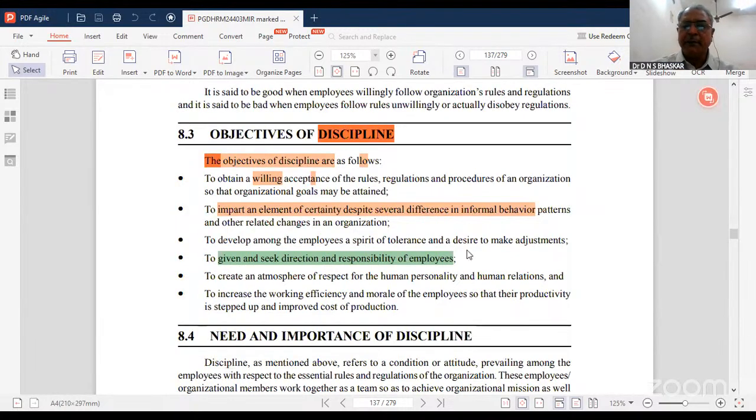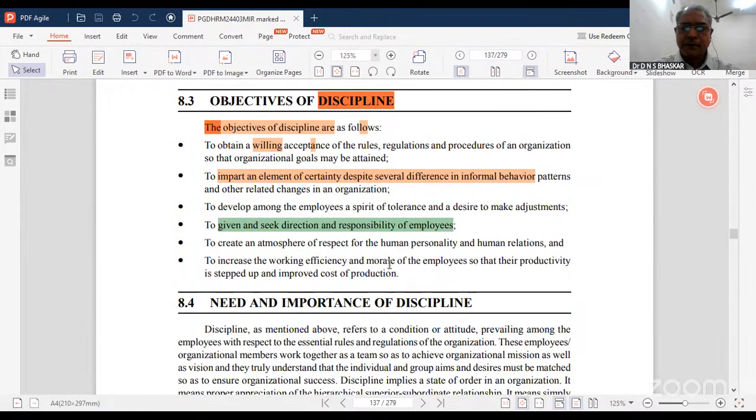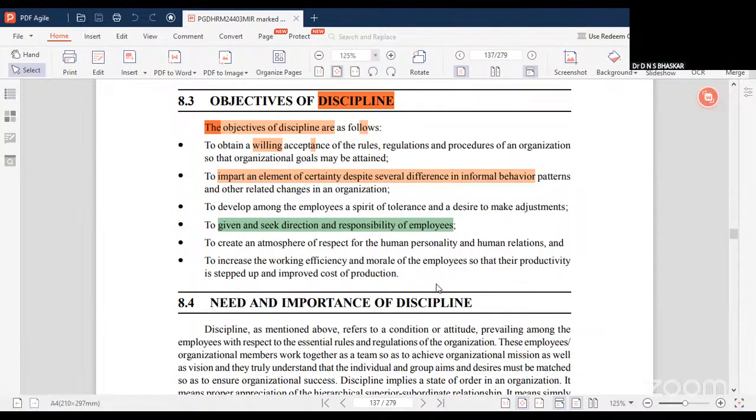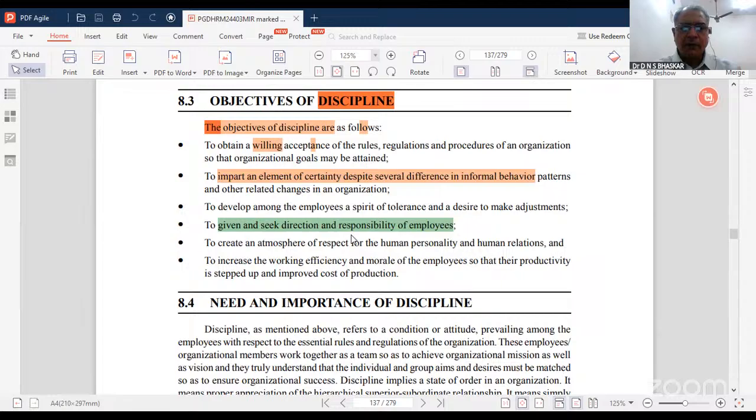To develop among the employees a spirit of tolerance and a desire to make adjustments, to give and seek direction, and responsibility of the employees. So always the direction and responsibility of the employees will be there with the disciplinary action. To create an atmosphere to respect the human personality and human relationships. These are the main objectives.